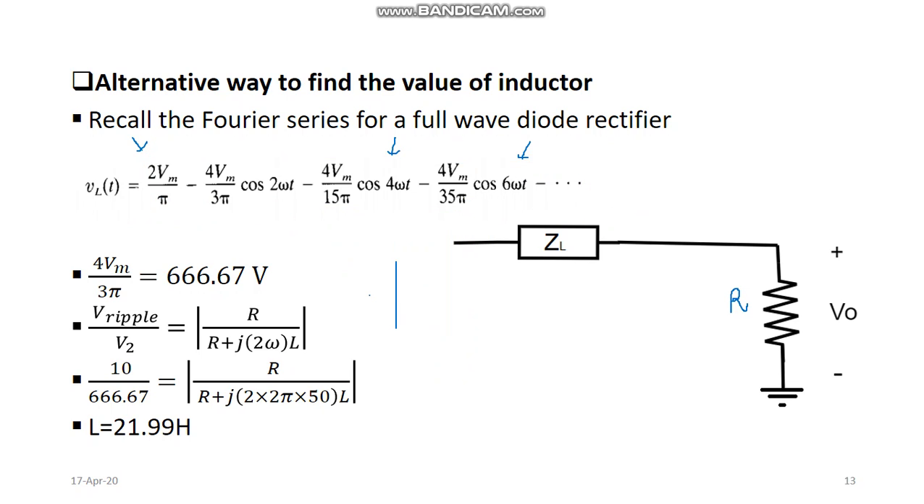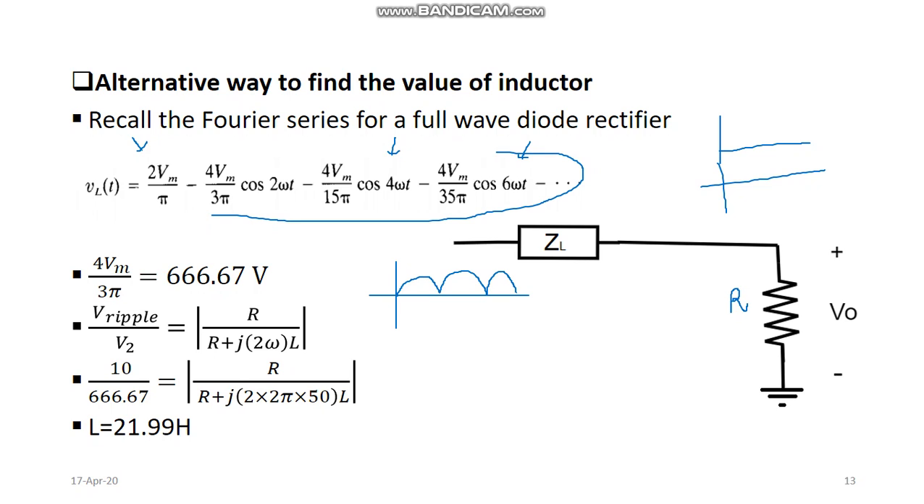I can say that the input to this inductor will be something like this. It will have different frequency components, and at the output I want to suppress all those frequency components and obtain an average output value, which will be DC. So for that I want to design an inductor that can suppress all these higher components.